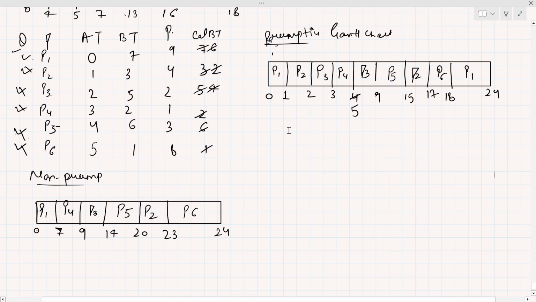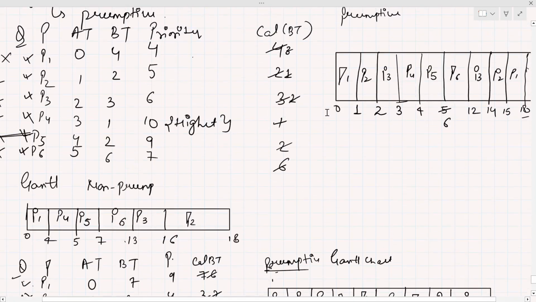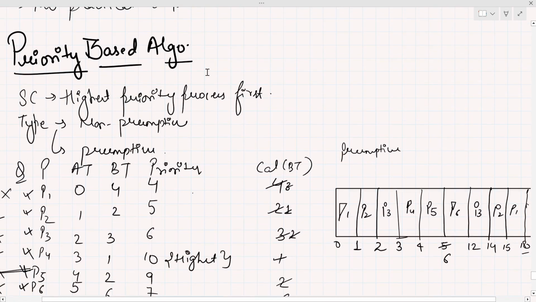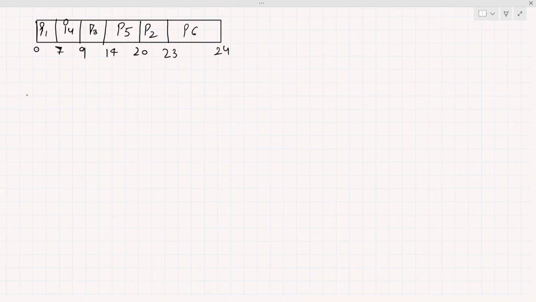Now after that, what you have to do is find the average turnaround time and average waiting time. This is a very easy thing, so we are not going to solve it in this video. The main purpose of this video is to understand how the priority based algorithm is solved in a preemptive and a non-preemptive way. Now the next thing is the advantage of this scheduling algorithm.